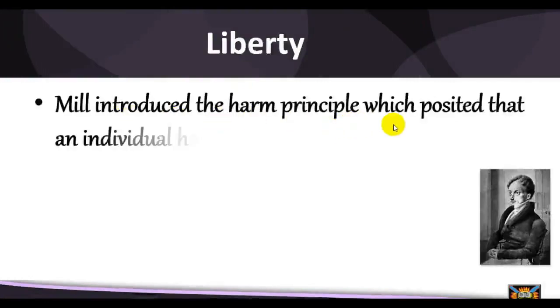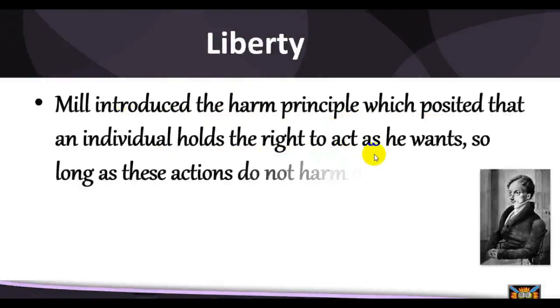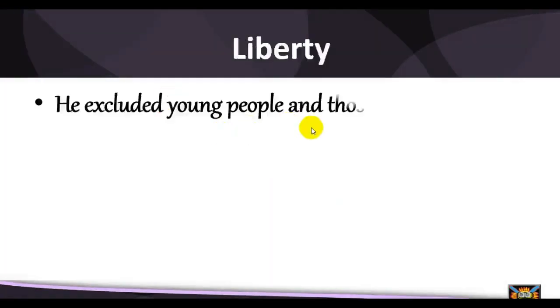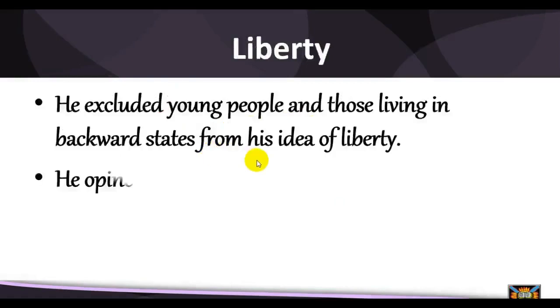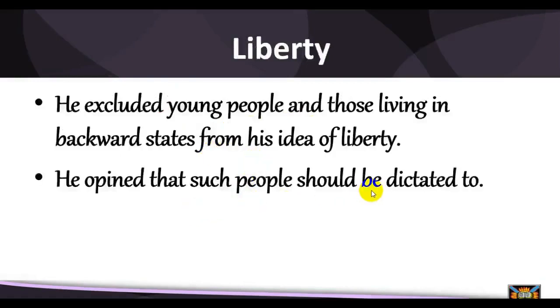In On Liberty, Mill introduced the harm principle, which posited that an individual holds the right to act as he wants so long as his actions do not harm others. If the action is self-regarding, that is, if it only directly affects the person undertaking the action, then society has no right to intervene, even if it feels that the actor is harming himself. See Rosen F. 2003 and Chin Liu T. 1980. He excluded young people and those living in backward states from this idea of liberty. He opined that such people should be dictated to.